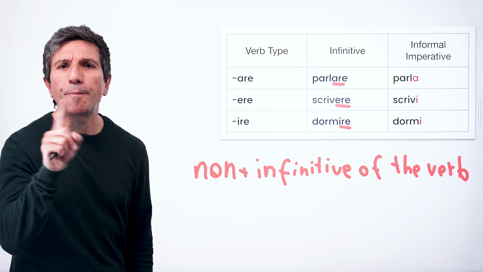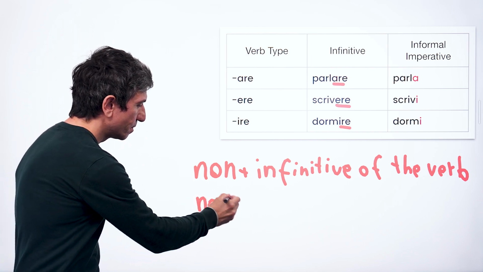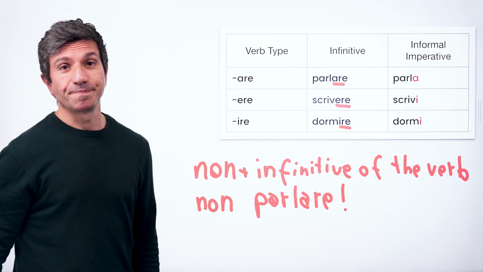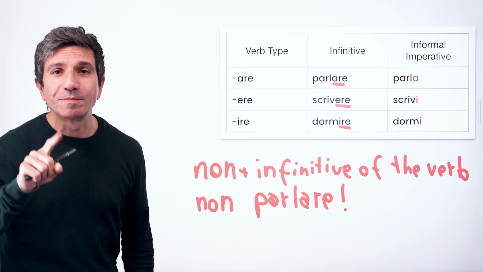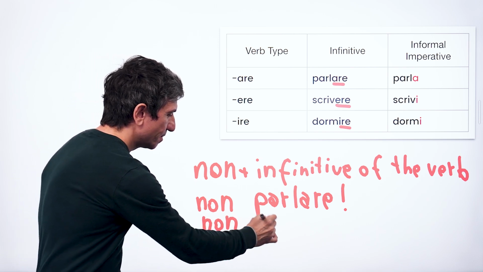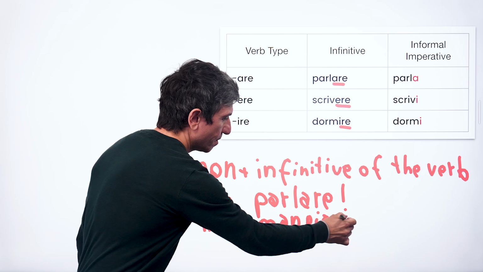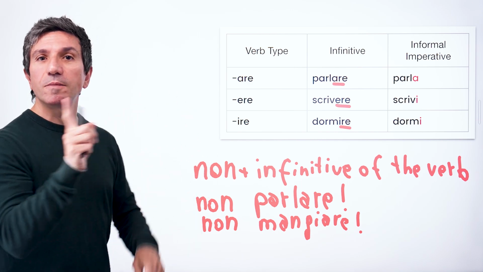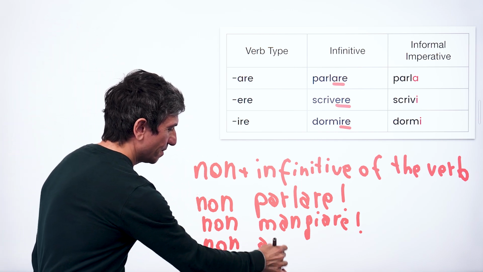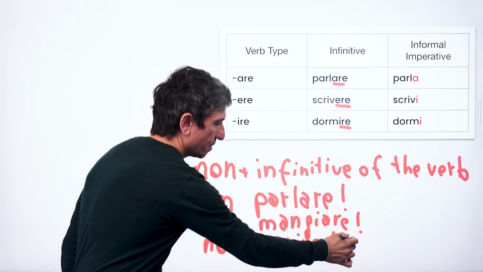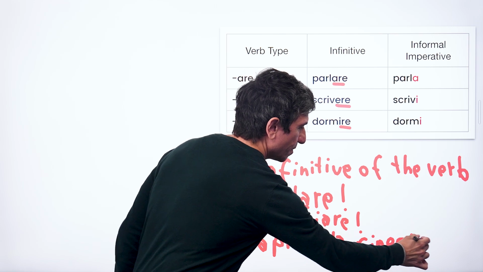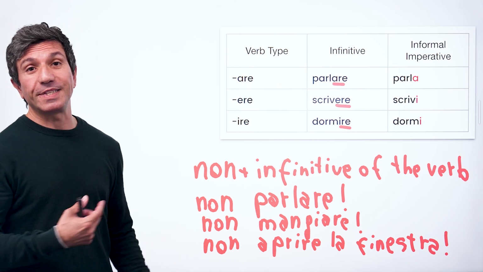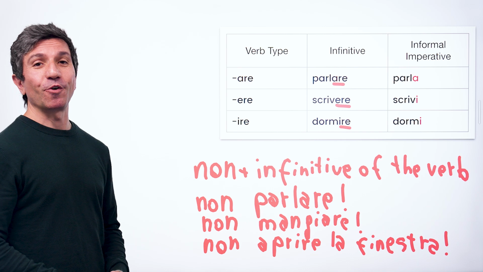Examples. Non parlare. Don't speak. Non mangiare. Don't eat. Non aprire la finestra. Don't open the window. Even though these are commands, the verbs stay in their dictionary form.